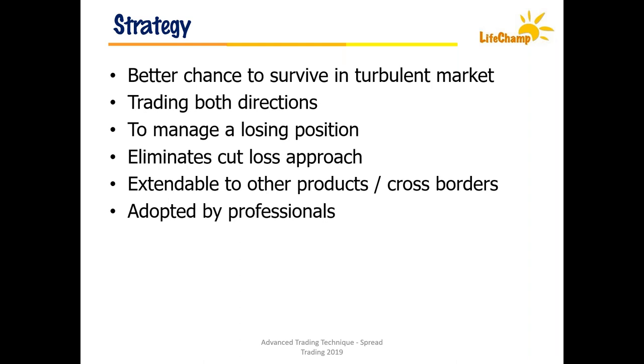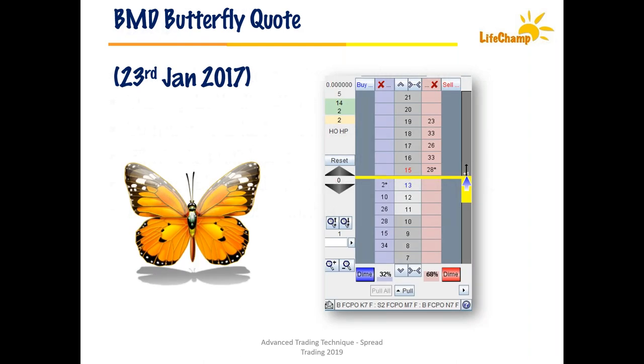Why I say it's cross-border and also extends to other products. For example, in the States, probably people are trading soya bean, soya oil, and soy meal. There are three related products, and they are listed. In Malaysia, we have palm oil, we also have crude palm oil. So you can mix them together and trade. And usually these are adopted by professionals, institutions, and so on. So trading with strategy is important.